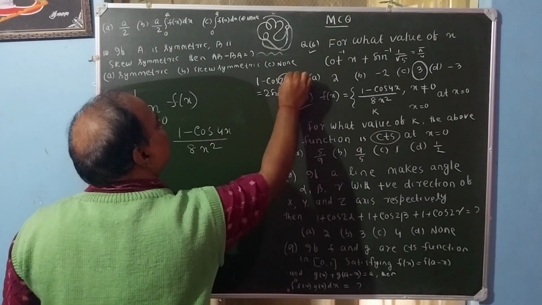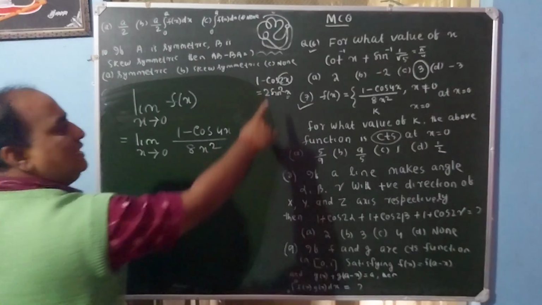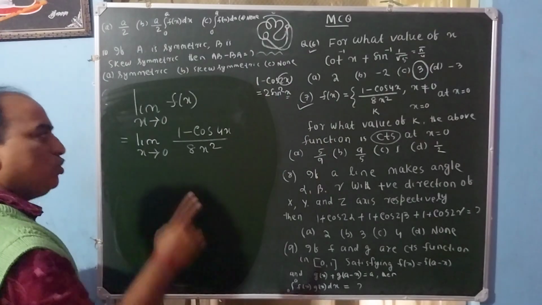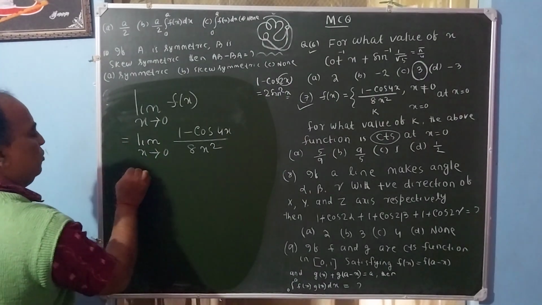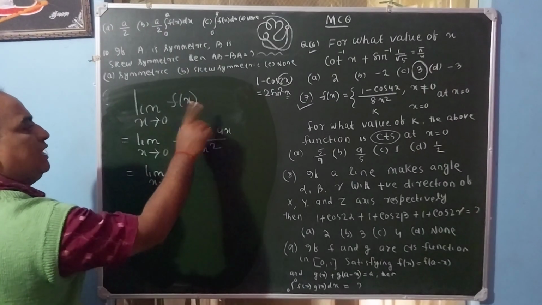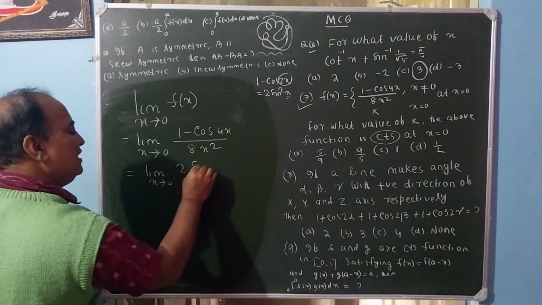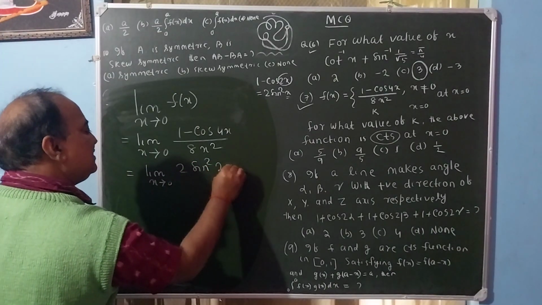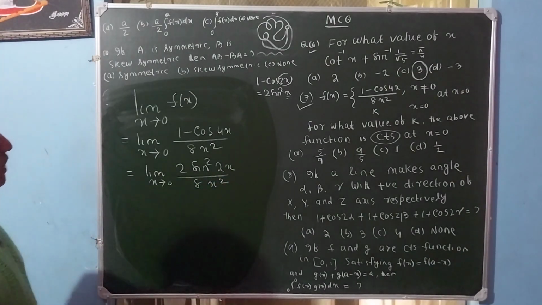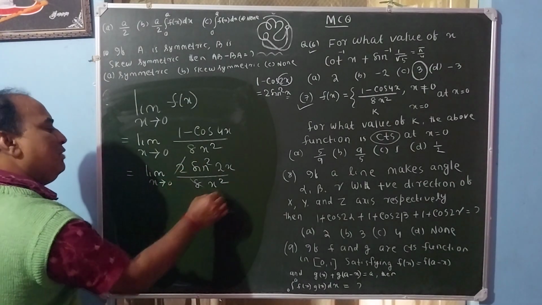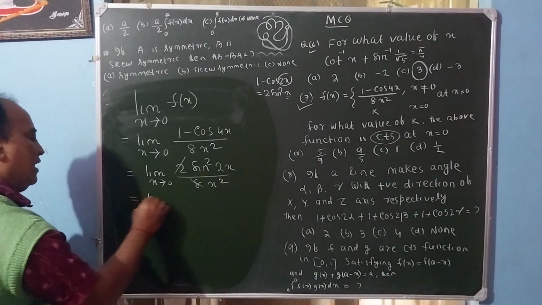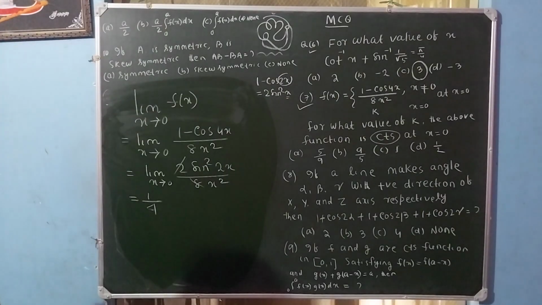Here it is 2x, then it is x. When it is 4x, then it is 2x. So 1 minus cos 4x, the value is limit x tends to 0, 2 sin square 2x divided by 8x square. Okay, so 2 is cancelled with 8, that is 4. So 1 by 4 is a constant, that is coming outside.